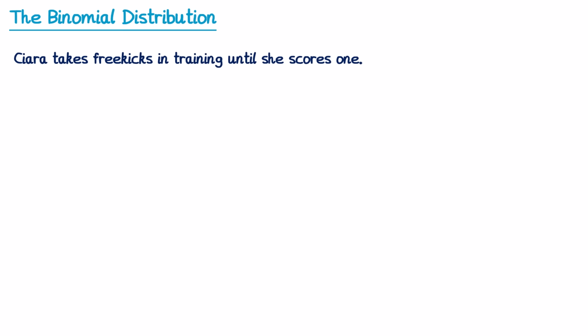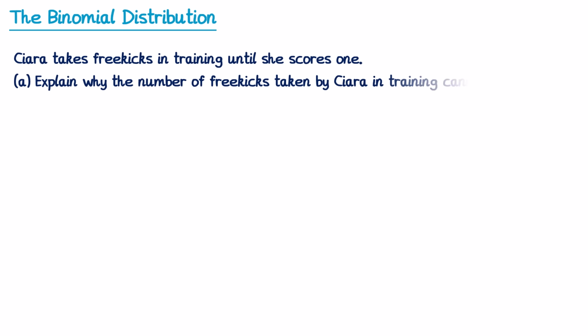Sometimes we get questions where we have to give an explanation of when we might not want to use a binomial distribution. Let's have a look at 2 of those. So in this question, Kira takes free kicks in training until she scores 1. Explain why the number of free kicks taken by Kira in training cannot be modeled using a binomial distribution.